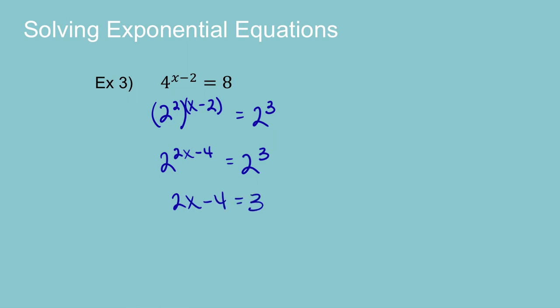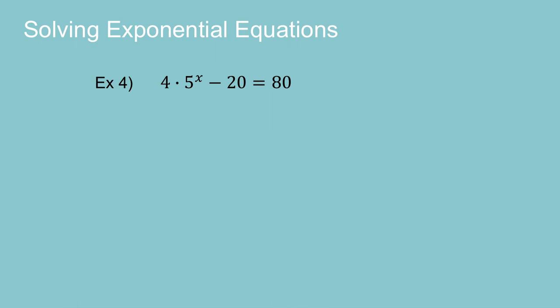And now this is a basic algebra equation for us to solve. We move 4 to the other side and we get 2x is 7. And when we divide both sides by 2, we get 7 halves or 3.5. So that one is not as straightforward, maybe not easy to just see what the answer is by looking at it. Here's another example, and as you can see, they're getting a bit more complicated.